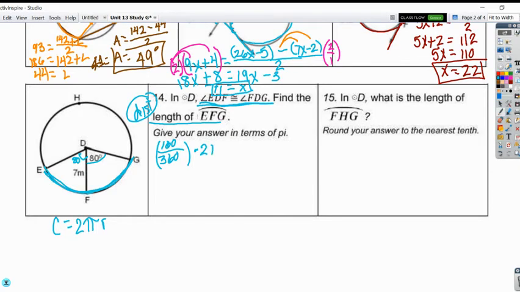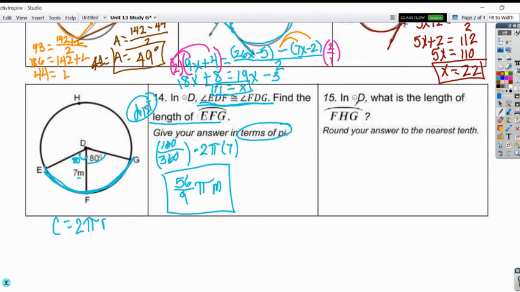So we're going to multiply by 2 times pi times a radius of 7, giving my answer in terms of pi here. So 160 out of 360 times 2 times 7. You put everything except the pi symbol in there. This is 56 over 9 pi. And again, the units, we're talking distance, we're talking about meters here. There we are.